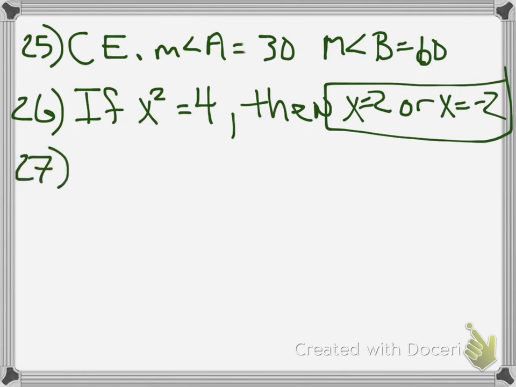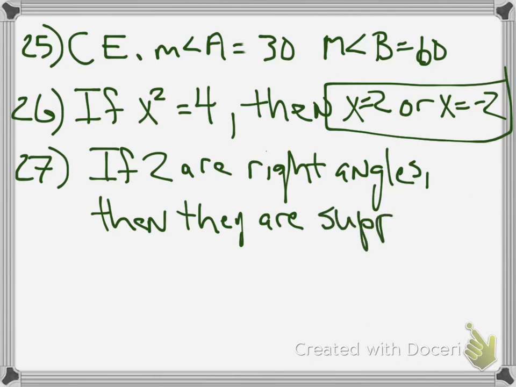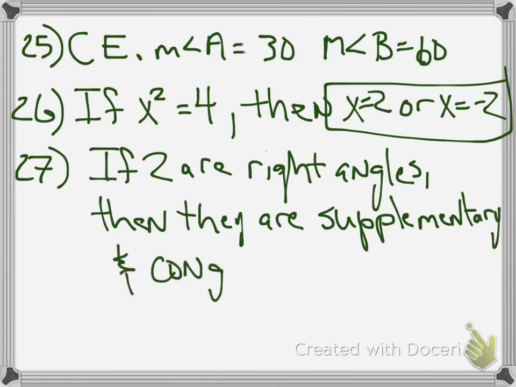Number 27, write the appropriate words to complete the statement. Write a converse. Remember, converse switches things around. So if two angles are right angles, then they are supplementary and congruent. Okay, so you can kind of see there what we can do there.